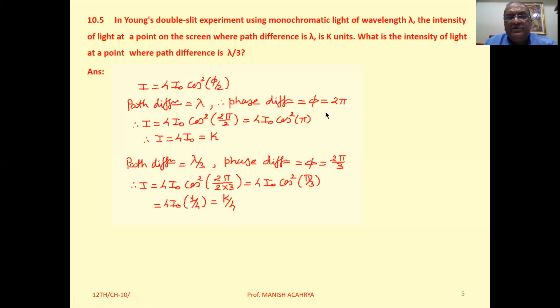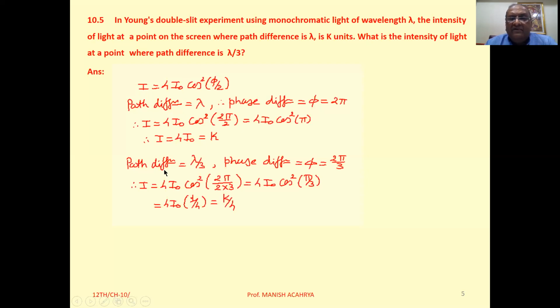So now in this equation of the intensity, substitute phi, that is 2 pi. So I, that is equal to 4I0 cos square 2 pi by 2. 2 cancelled, 4I0 cos square pi, this one is 1. So intensity, that is 4I0, but when the path difference is lambda, intensity is k unit, it implies that this intensity, that is k unit, so k, that is 4I0.